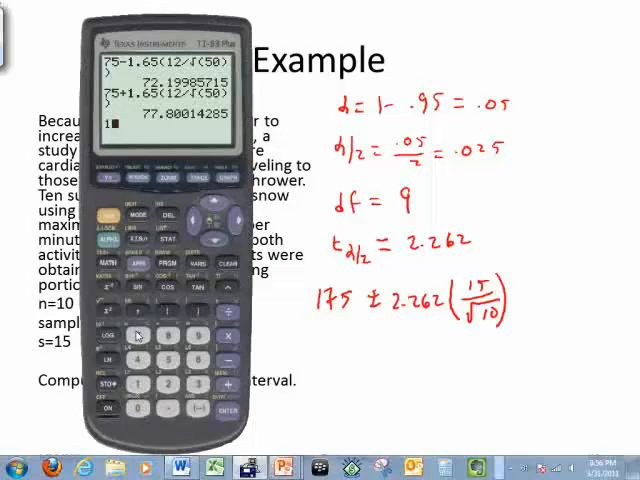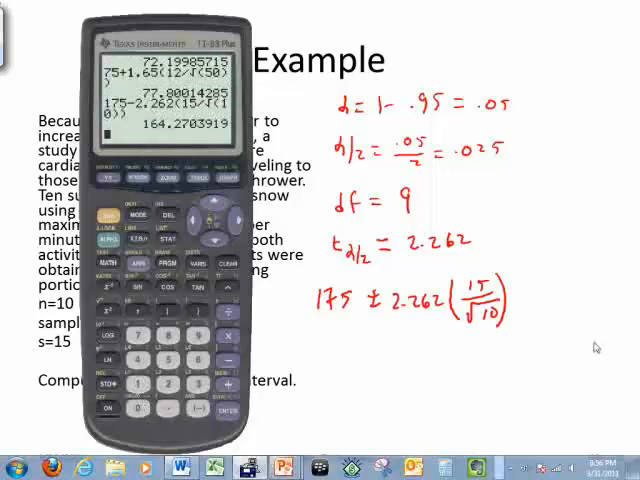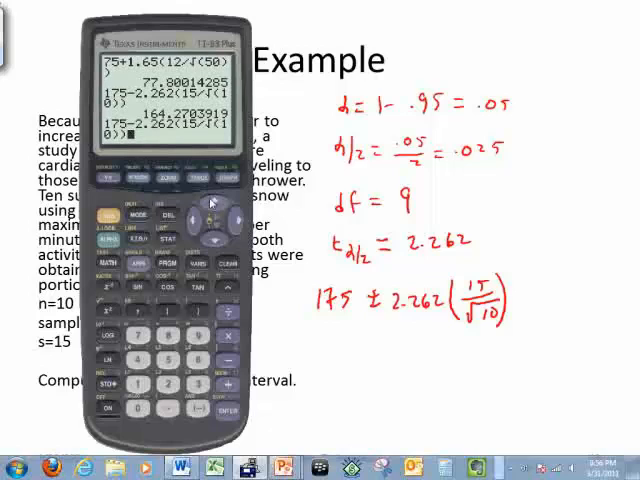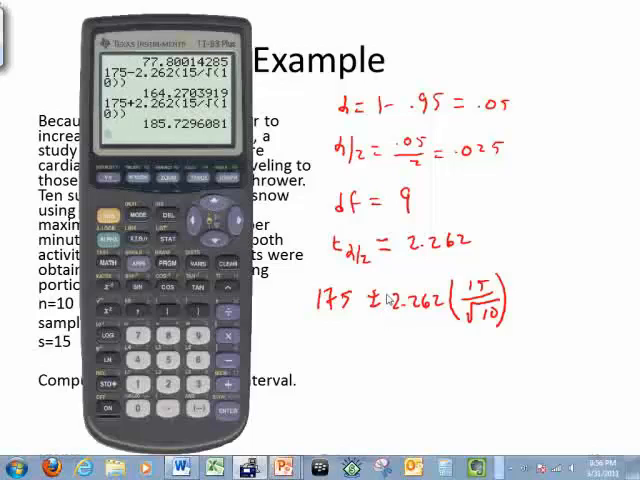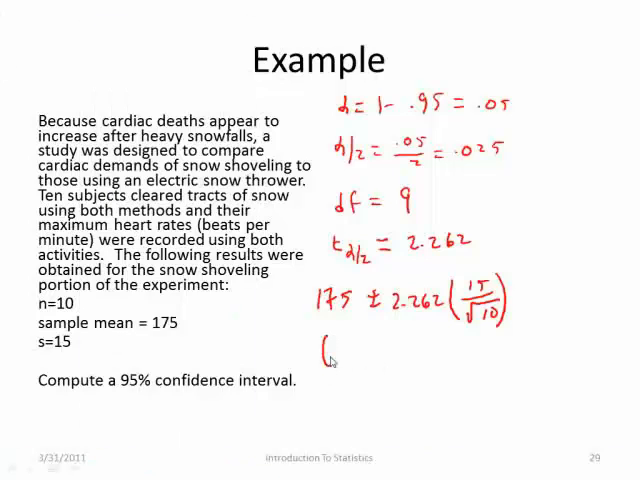So here we get 175 minus 2.262 times 15 over the square root of 10. So we come up with about 164. Change the minus to a plus, so we get about 186. Just a tad bit of rounding. So we get 164 and 186. So this is our 95% confidence interval.